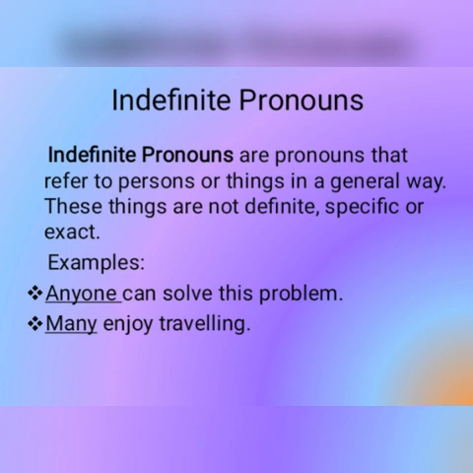The next type of pronoun is indefinite pronoun. These refer to things in a general way. These things are not definite, specific or exact. I mean, when you are saying generally or randomly about a thing or group of things, then we can use these indefinite pronouns. Like for example, anyone can solve this problem. So we are not sure who can solve this problem, but we are saying anyone can solve this problem. कोई भी इस प्रॉब्लम को सॉल्व कर सकता है. So this is your indefinite pronoun when you are not sure about the thing or the person.